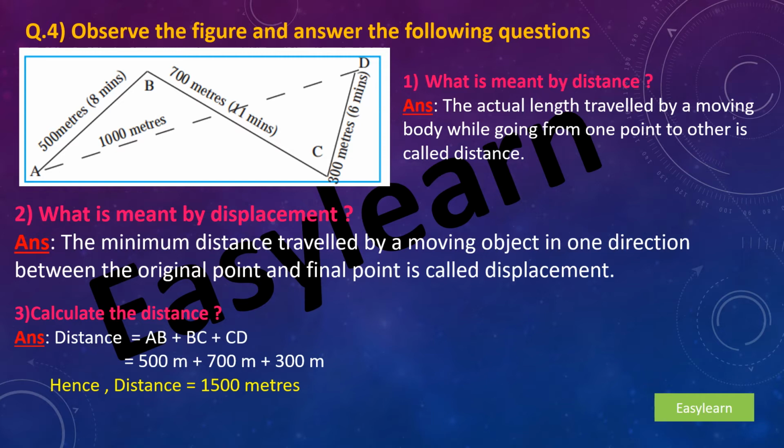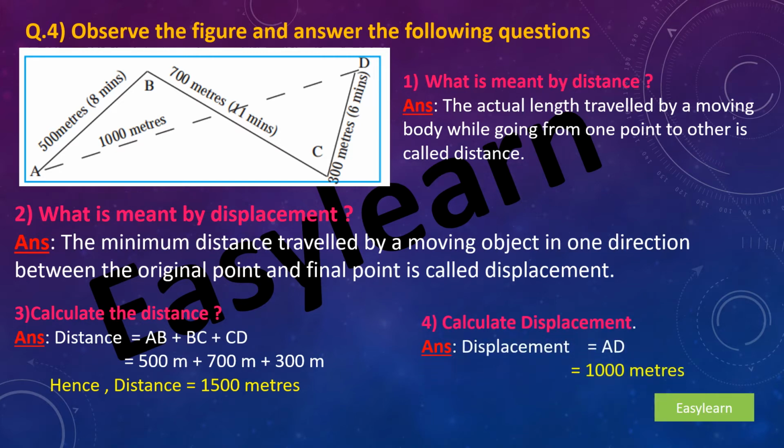Question 3. Calculate the distance. Now in this figure, distance is traveled through the route AB, BC and CD. So answer, distance is equal to AB plus BC plus CD, that is 500 meters plus 700 meters plus 300 meters. Hence, distance is equal to 1500 meters.